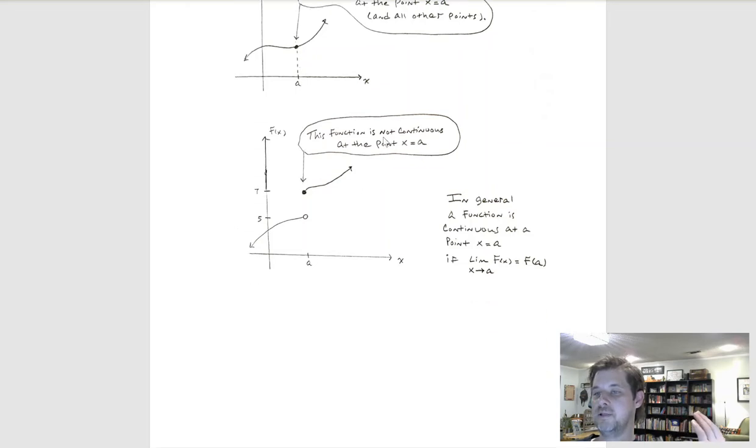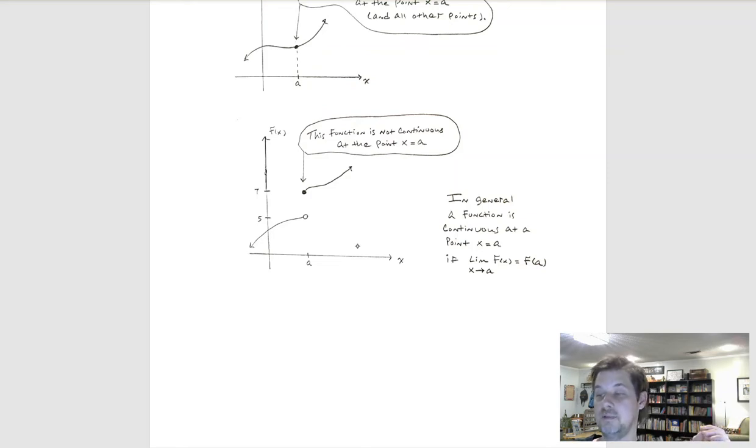And then this one is not continuous at the point where x is equal to a. You know, it's in two pieces. It's split in two pieces right there. It's not solid and in one piece at that point, x is equal to a. So we would say this function is not continuous at the point x is equal to a.